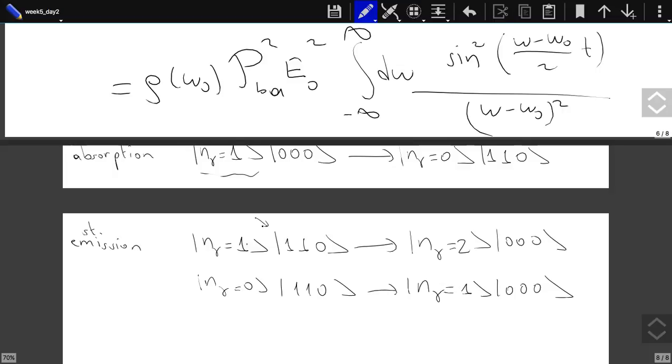Now, if initially you don't have the excited state populated, well, let's say half of them are in the excited state, half of them are in the ground state. So what would happen is, let's say you send one photon, and it hits one that is in the excited state, which emits two photons.